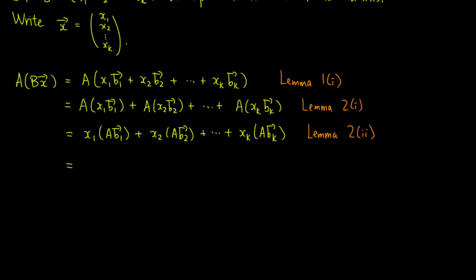By the first point of the first lemma, this equals the matrix with columns A times b1, A times b2, up to A times bk, times x. From the second point of the first lemma, this equals (A times B) times x, which completes the proof.